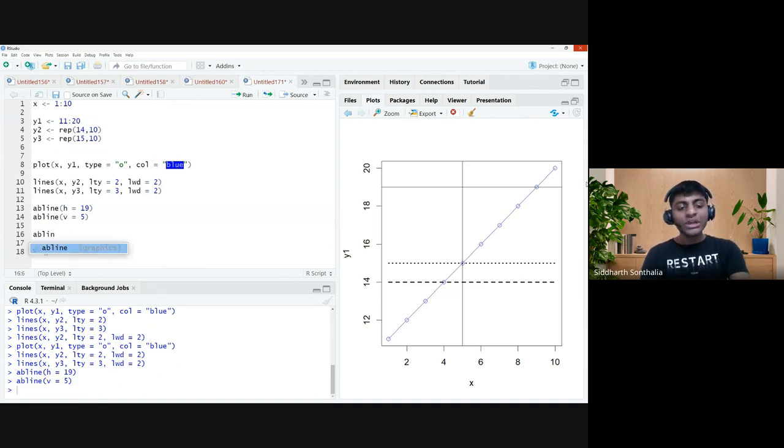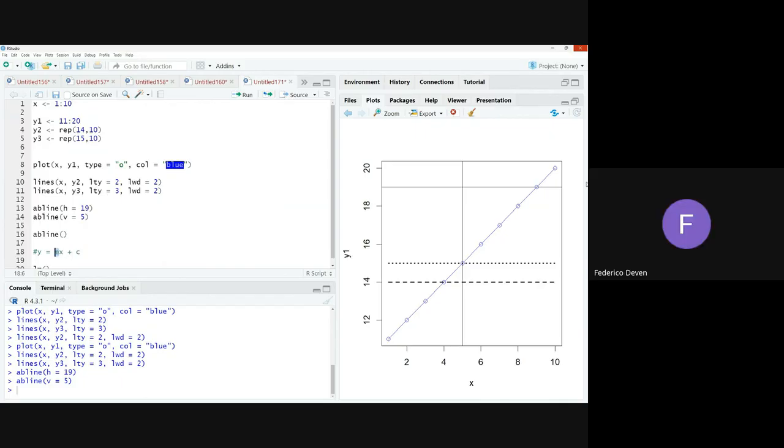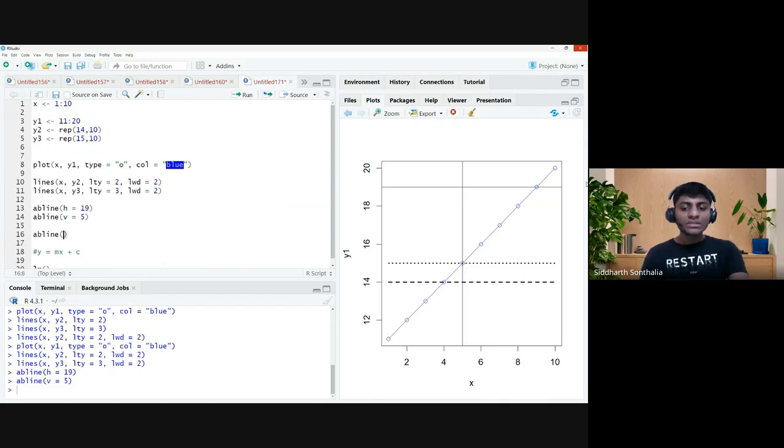The third use is, remember we had something called y equals mx plus c. So this was the equation of a straight line, where c is the intercept and m is your slope. You can directly give as the first two arguments of abline the intercept and the slope. For example, I want a line that passes through the intercept 16 and has a 45-degree angle.